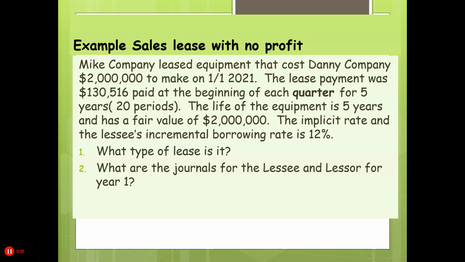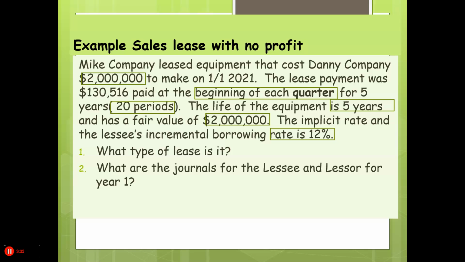What type of lease is it? What are the journals of the lessee and the lessor for year 1? So first, what information do we need? We need to know the cost. We need to know the time period. We need to know the years. And we need to know the fair value. And the interest rate.